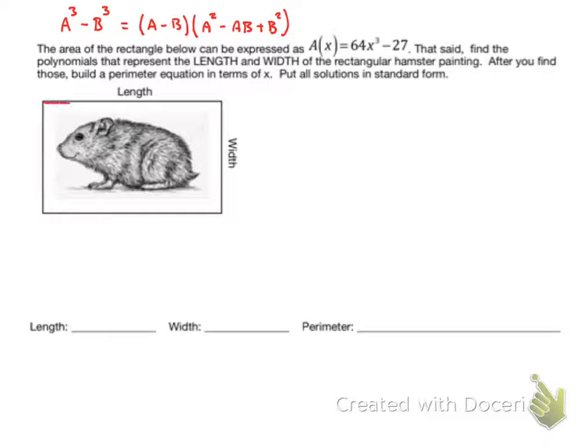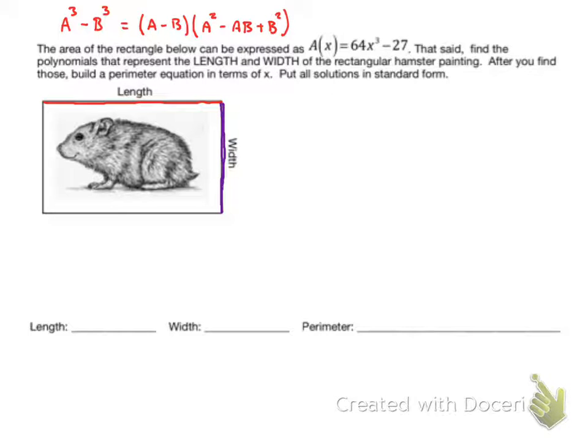So what we're looking for is the length and the width, I'll put here in purple, of this hamster painting right here. After you find those, build a perimeter in terms of x, put all solutions in standard form. So we're going to have to utilize factoring to figure out what the length and the width is of this rectangular painting.